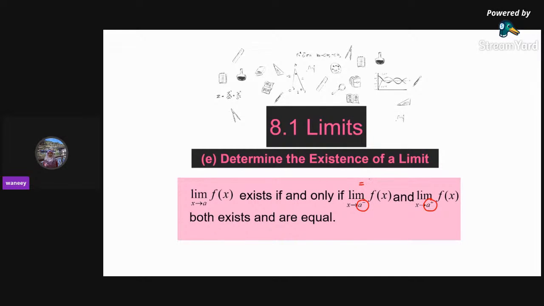Let's say this one you get L, and then the limit for x approaches a from the right hand side for f(x), let's say this is also L. Since L is equal to L, we're going to say that they are equal. Therefore, the limit for x approaches a for f(x) exists. If let's say one of them is L, another one is M, then that means the limit for x approaches a does not exist. So value dua ni kena sama lah, baru kita boleh kata limit for x approaches a exists.